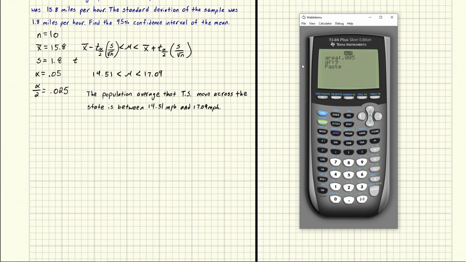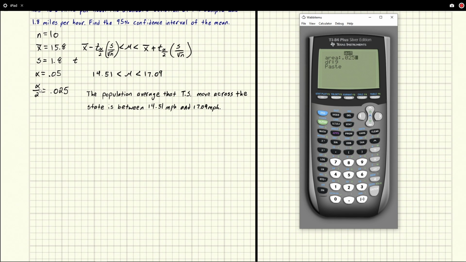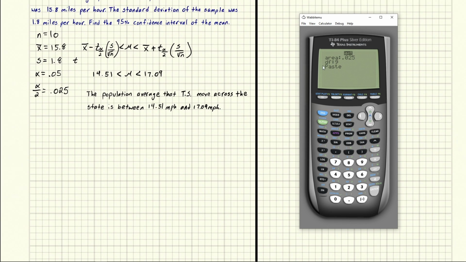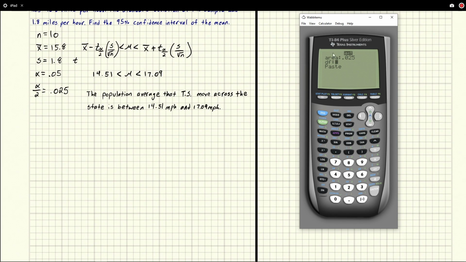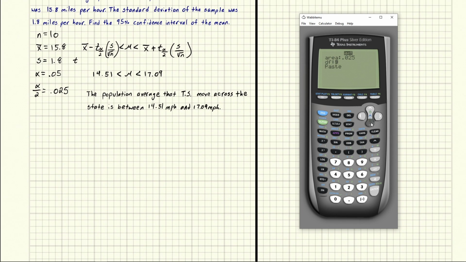And we want an area of, what do we want? 0.025. We're going to do alpha over 2, not just alpha, because it's been split in half. There's half below and half above. Degrees of freedom is 1 less than n. That's still 9 because our n was 10. And we hit paste. And what do we get?